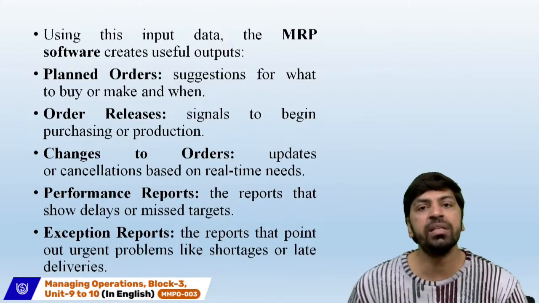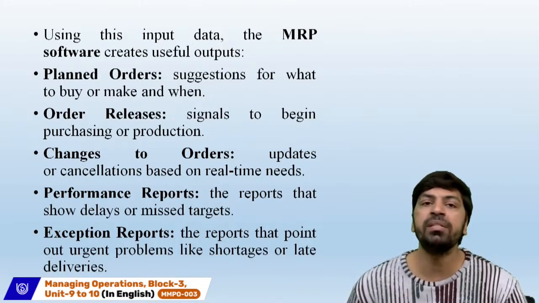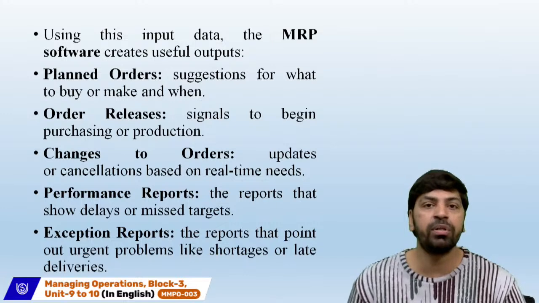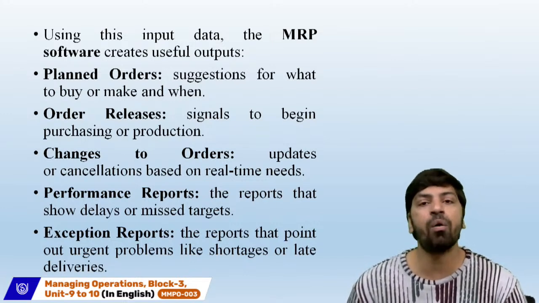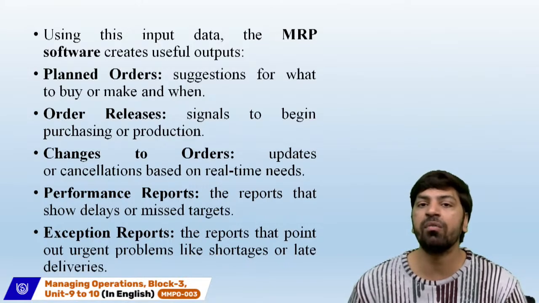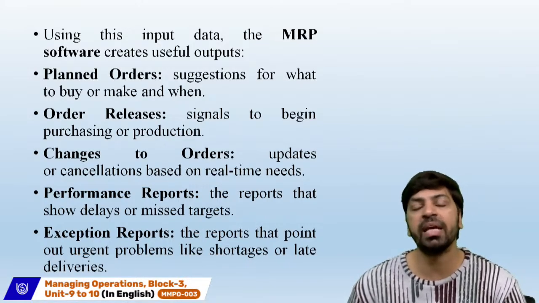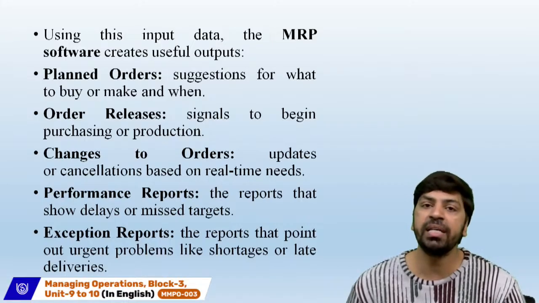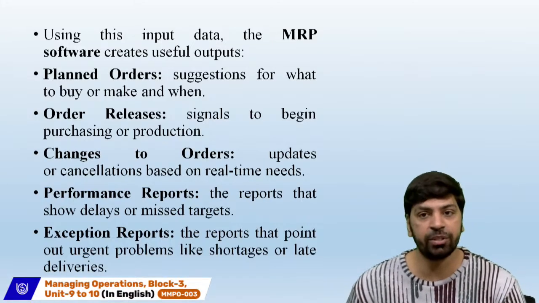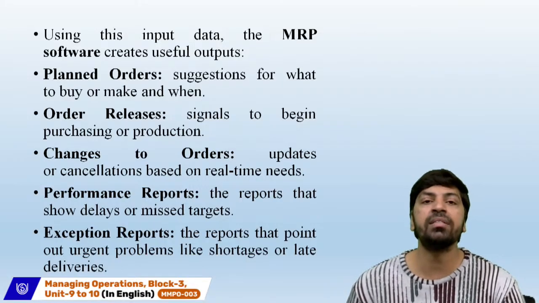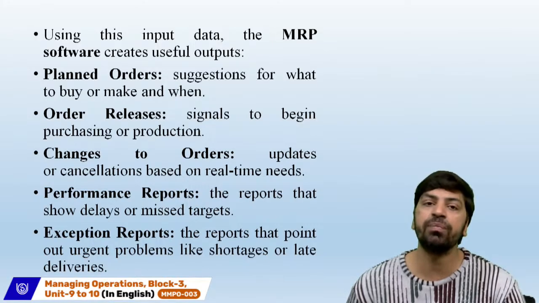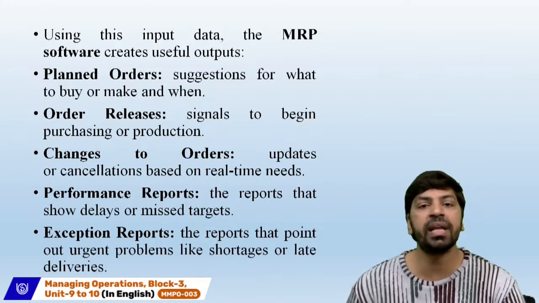Using this input data, the MRP software also creates useful outputs. The first is the planned order. The software suggests what to buy and make, and when. Order release also provides signals to begin purchasing or production. Changes to orders provide updates or cancellations based on real-time needs.